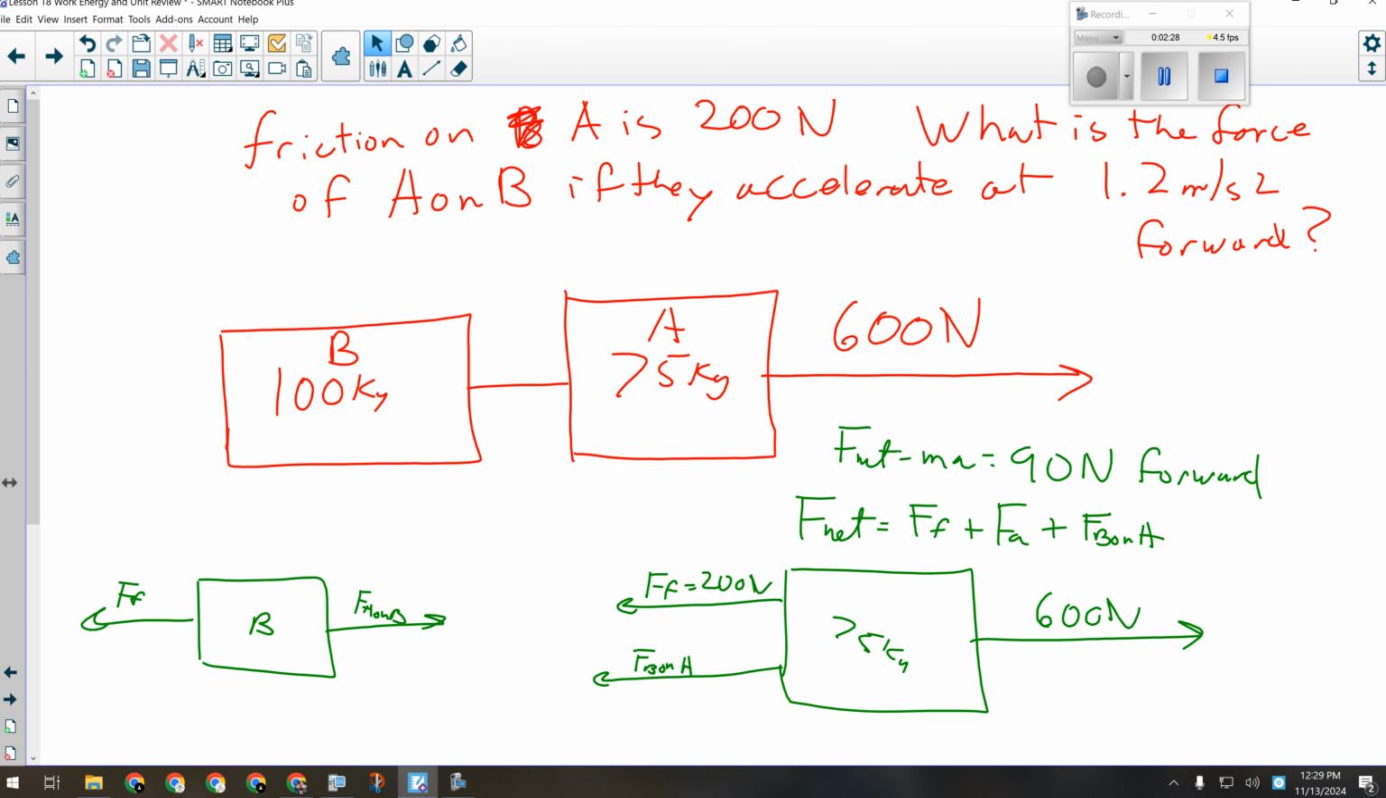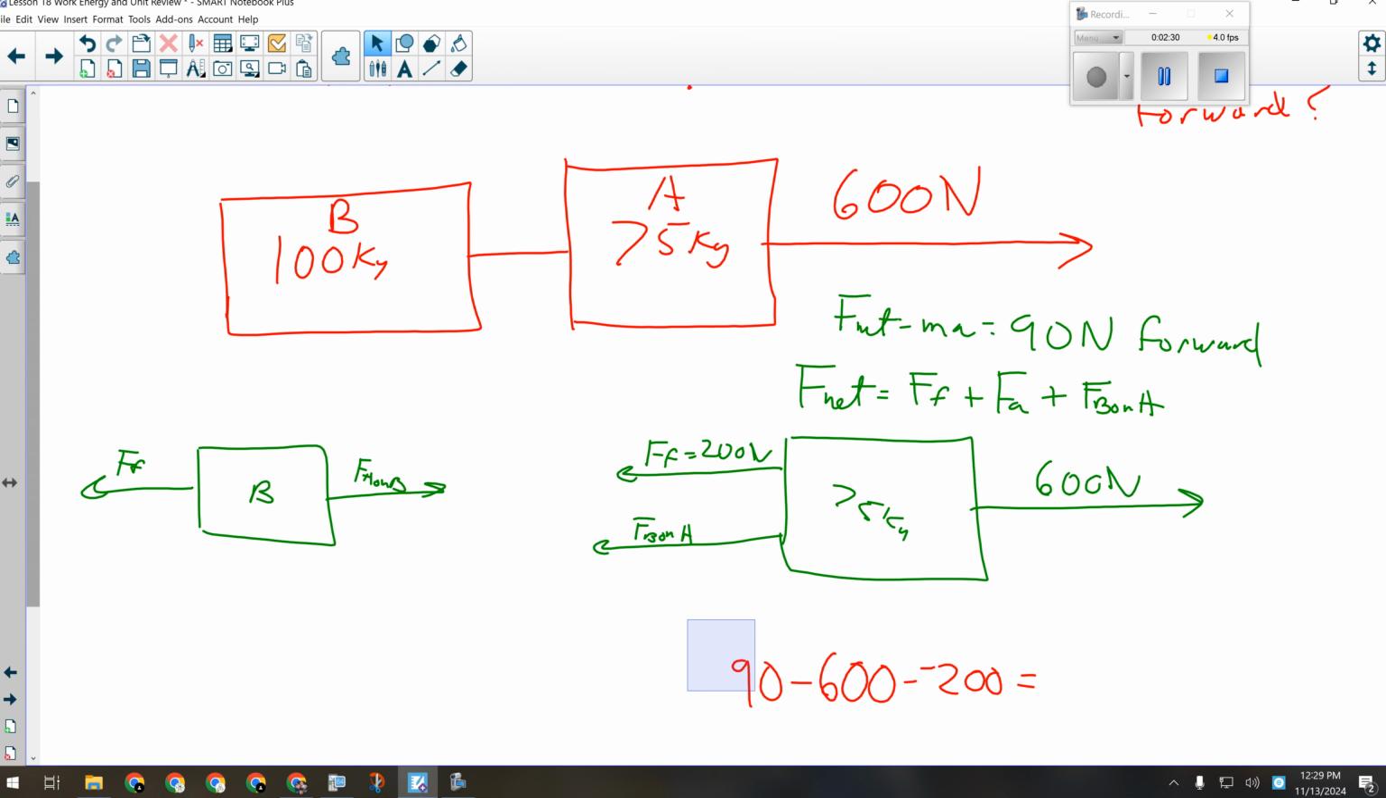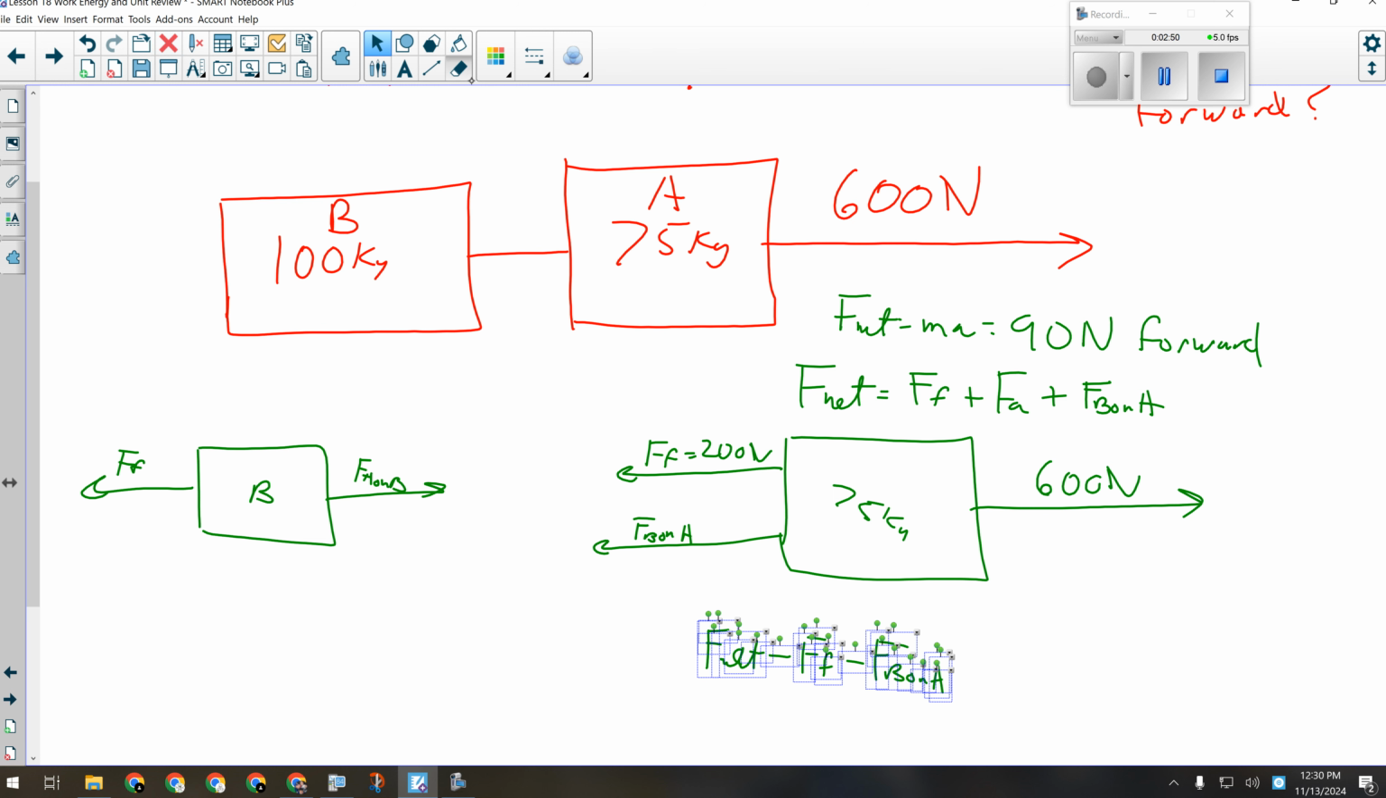So if I want to isolate the force of B on A, I'm simply going to go F net minus the force of friction minus the applied force. I'm looking for the force of B on A. Okay, and that will give me the force of B on A. So when I plug in my numbers there, that's going to be 90 minus 600 minus negative 200.